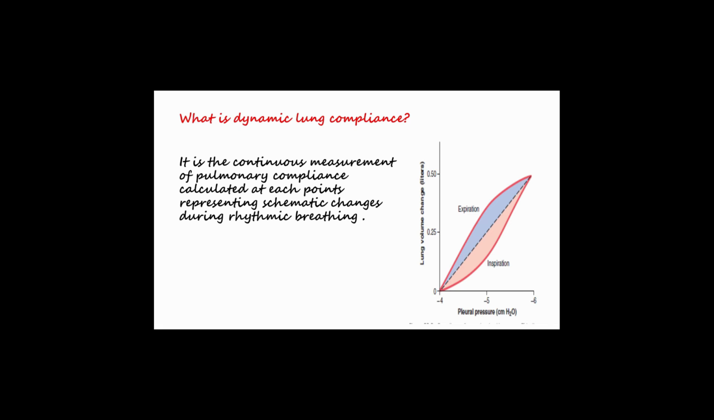What is dynamic lung compliance? It is the continuous measurement of pulmonary compliance calculated at each point representing changes during rhythmic breathing. It measures both elastic and airway resistance. It is measured during periods of gas flow, such as during active inspiration.